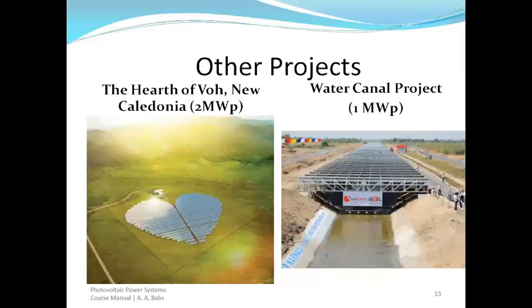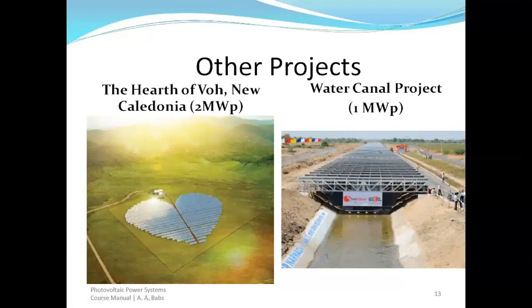There are several other projects that you might want to look at here. We have a water canal project, 1 megawatt. The one at Caledonia is about 2 megawatt. The water canal project is about 1 megawatt peak. This is also very important. You might want to pay attention to that. As we continue to discuss, I'm going to tell you the advantages of having a PV installed on a water canal. It has a lot of advantages. So we'll check that together.